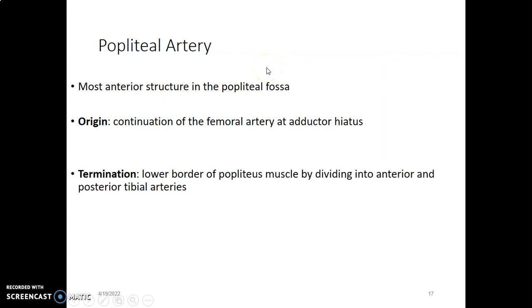It's the most anterior structure of the popliteal fossa. As you open the popliteal fossa, through the skin, superficial fascia, and deep fascia, you see your tibial nerve and popliteal vein. Then the popliteal artery is the most anterior structure, close to the bone. It originates at the adductor hiatus as a continuation of the femoral artery, and terminates at the lower border of the popliteus muscle by dividing into the anterior and posterior tibial arteries.